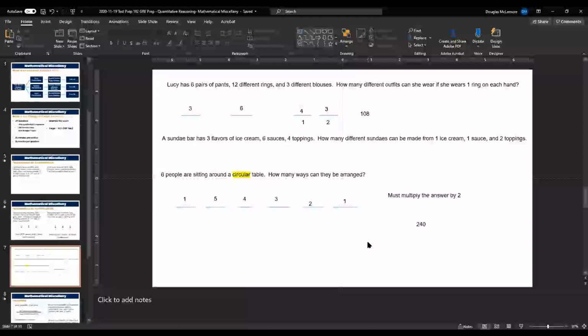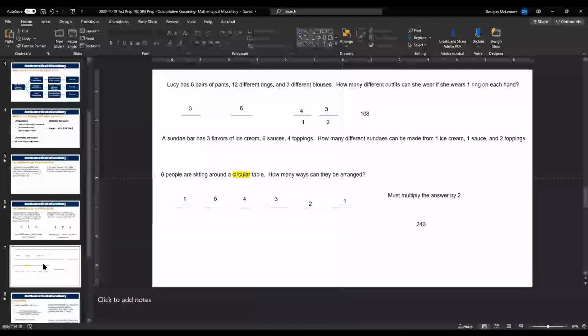If it's a squared table, I don't have to multiply by 2. No. It's a very funny thing, because clockwise and counterclockwise start to lose their meaning on squares. So circles are weird. Circles are definitely weird.